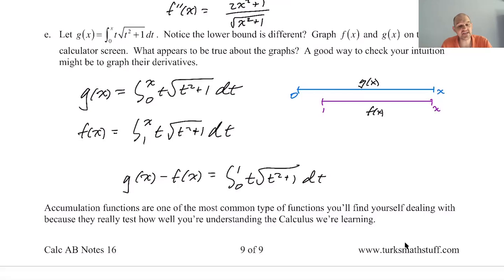If they're vertical shifts, they should have the same derivative, right? And I think the derivative of both of them is going to be x square root of x squared plus 1. If we had the integral from 2 million to x of t root t squared plus 1, the derivative would still be x root x squared plus 1. Very cool idea. We're going to talk about it a lot more in the next set of notes, and I will see you there.